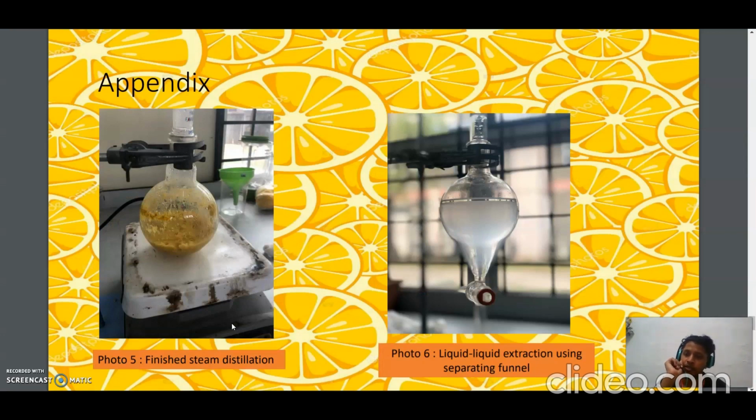The fifth picture shows the round bottom flask, which had lemon peels inside, and this is the picture after the steam distillation. It looks very dry because the steam distillation process has taken place. Then picture number 6 shows the liquid extraction using a separating funnel. This is the process where we do the liquid extraction.